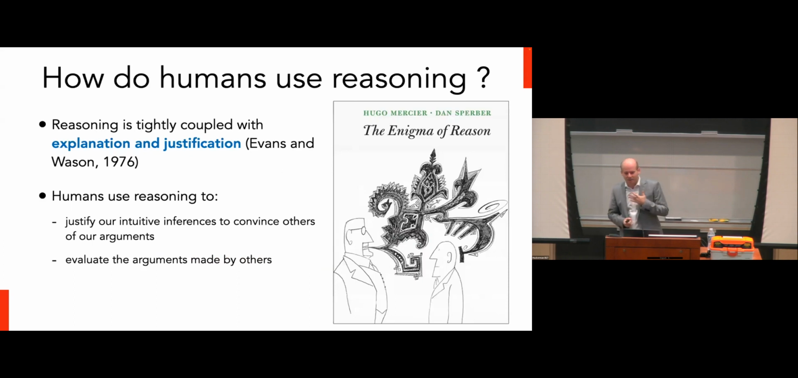One that I actually particularly identify with was outlined very nicely in this book by Hugo Mercier and Dan Sperber a few years back, based off some initial explorations by Evans and Wason in the 70s, that essentially says that humans mainly reason to justify the intuitive inferences that they make at any particular moment. When we actually make decisions or make predictions, we kind of make them on the spot. There's some internal processes that drive that decision, but it's very much based off intuition. And then reasoning actually comes into play when we need to justify ourselves to others.